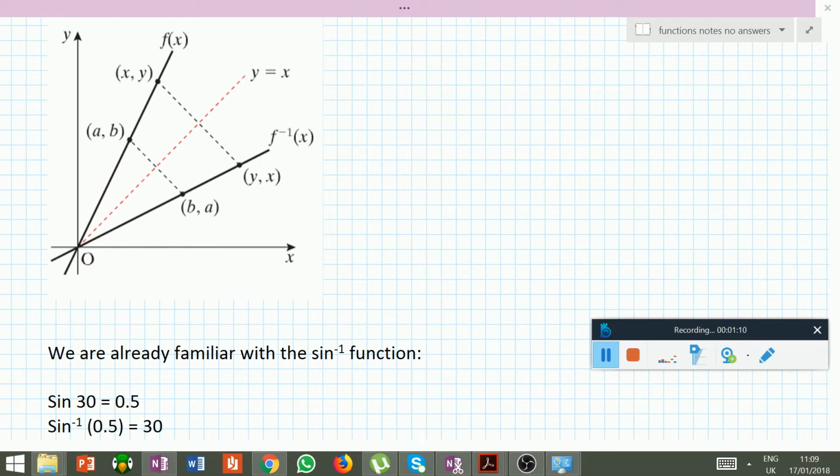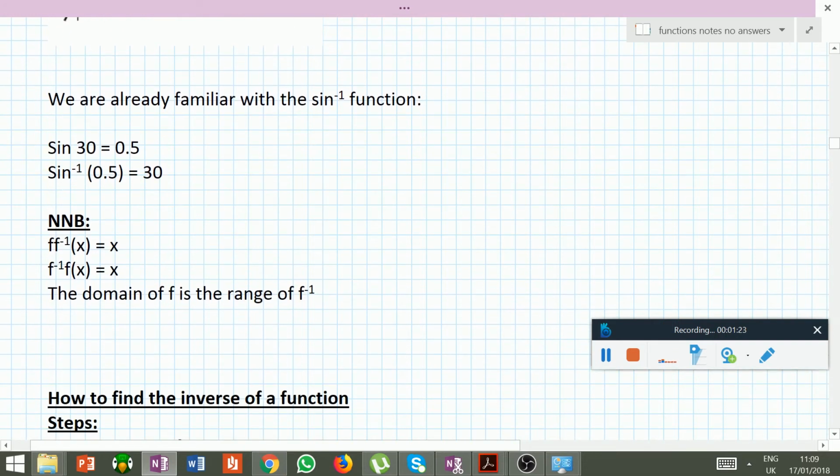Now, we're actually already familiar with inverse functions. We're familiar with the inverse sine function. So, for instance, if sine of 30 is 0.5, then the inverse sine of 0.5 is equal to 30. In other words, you get back to where you were at the start if you apply the inverse. You can also say that f after the inverse function will get you back to x. That makes sense. You go back to your original. Or in the opposite direction, if you do the inverse after f of x, you get back to x as well. The domain of f is the range of the inverse function.